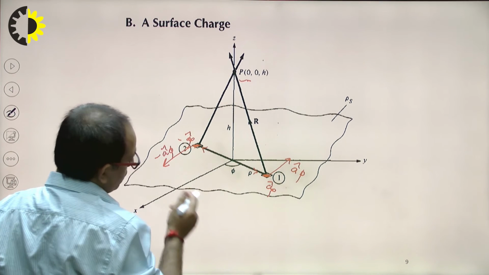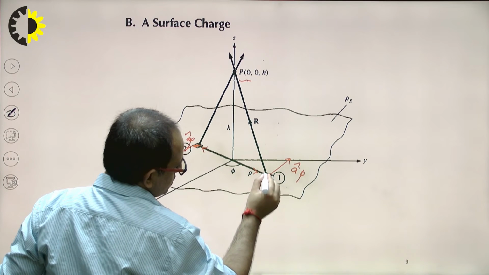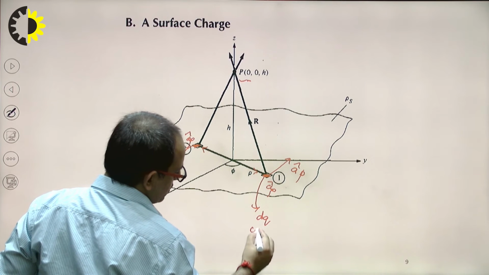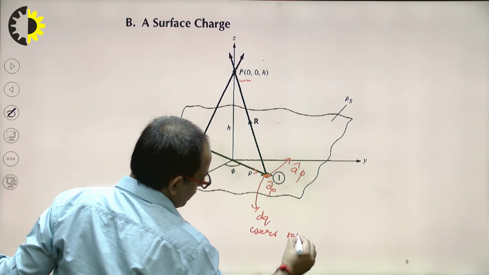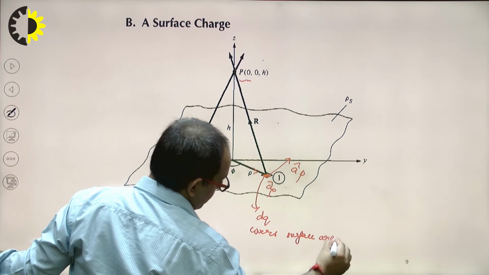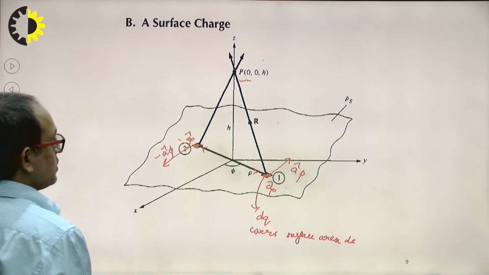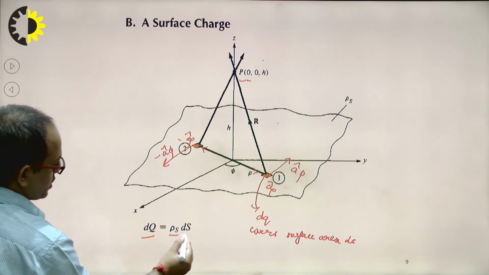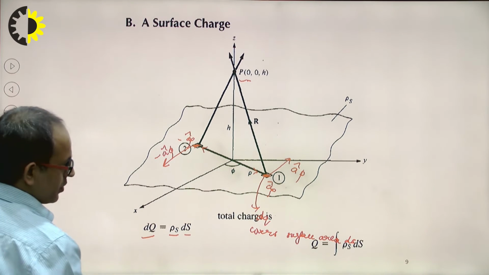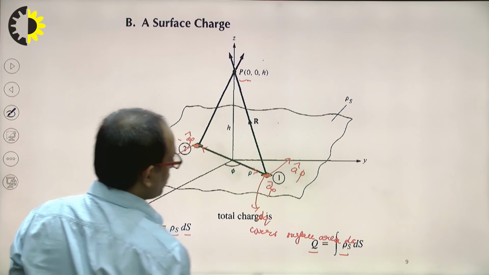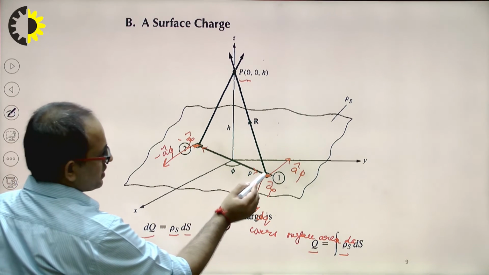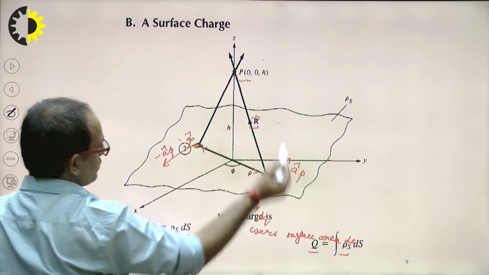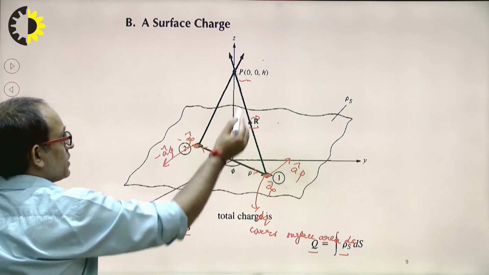So now just take that small charge, that is, if I say that is dq, and it covers a surface area, that is ds. So dq will be equal to rho s into ds. And therefore the total charge will be equal to Q, the integral of rho s into ds. And the distance between this point charge and point P is the r vector, and this one is the height, denoted by h.